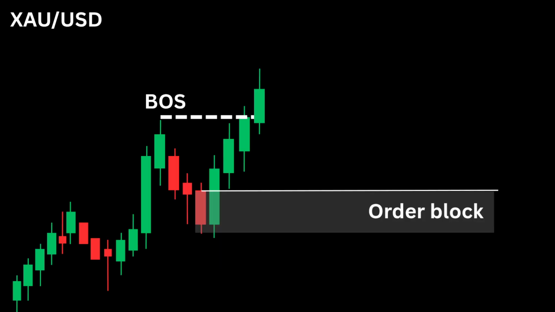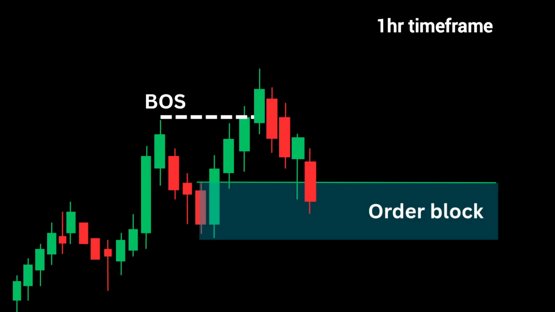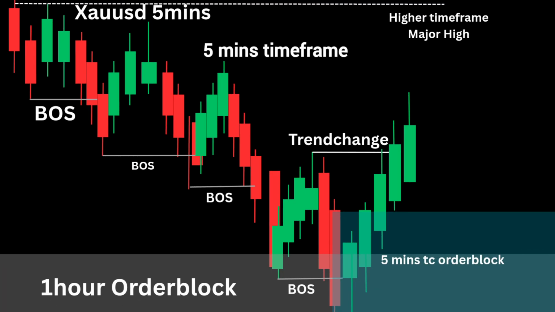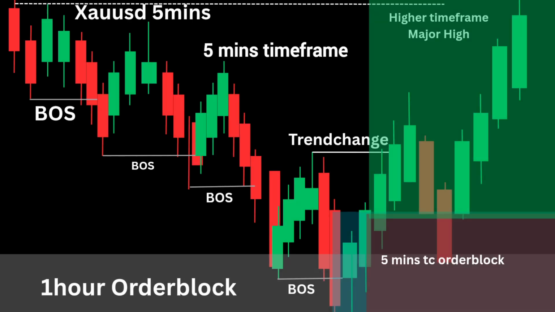Now in the gold chart, price formed a valid break of structure in a bullish scenario. We now identify the order block of the structure. We wait for price to retrace to the 1 hour order block. We now go down to the 5 minutes timeframe and wait for a trend change as our confirmation. We place our market order at the order block of the 5 minutes trend change. We then aim for the 1 hour major high for our take profit.